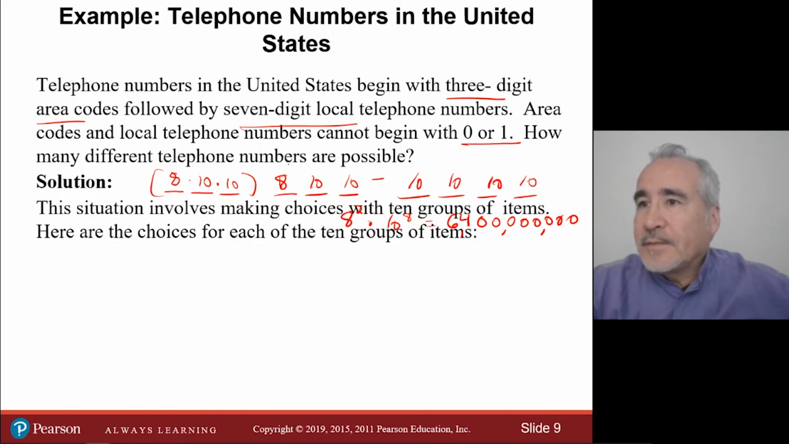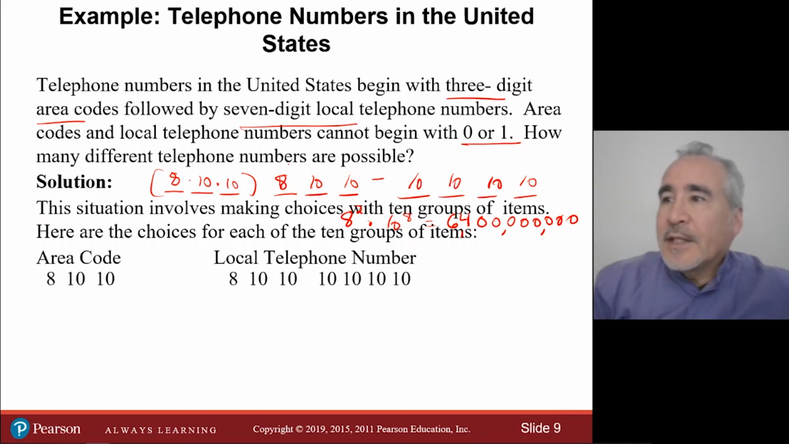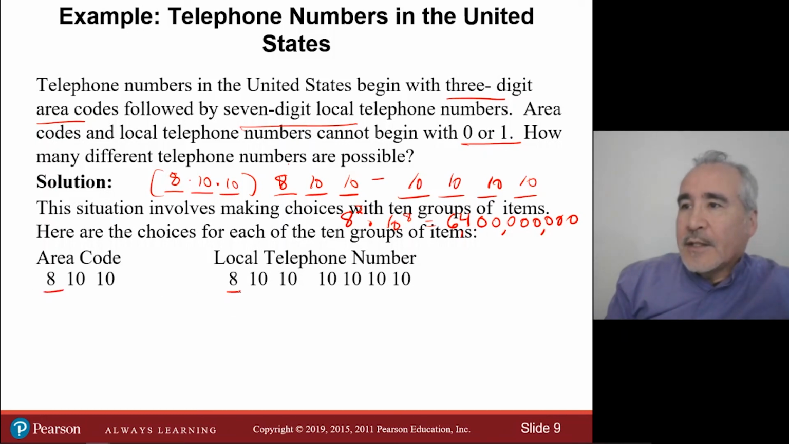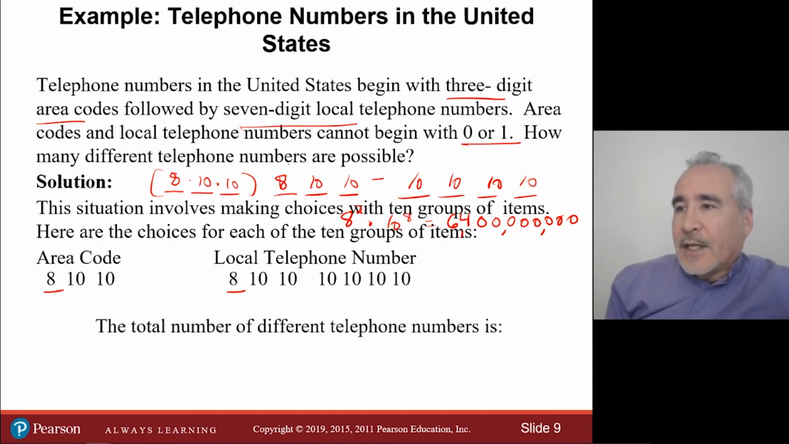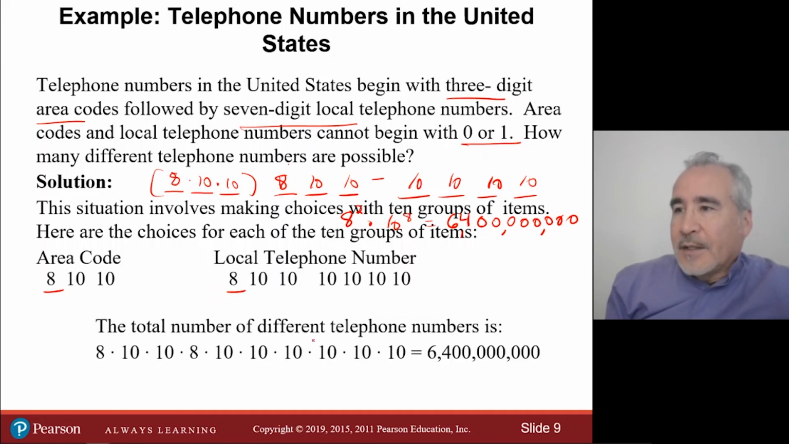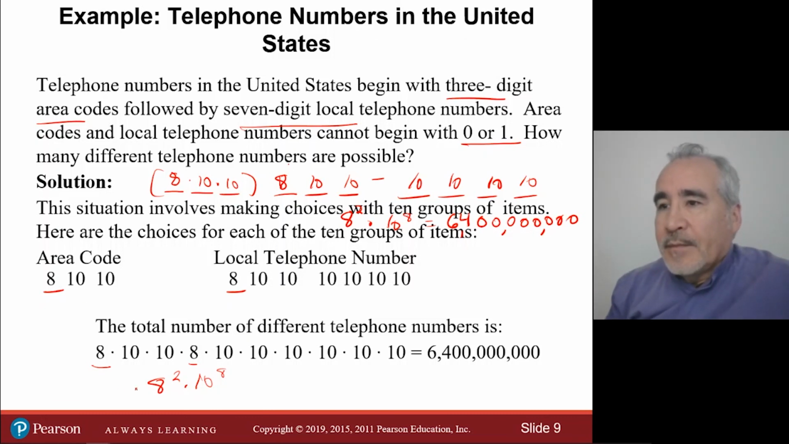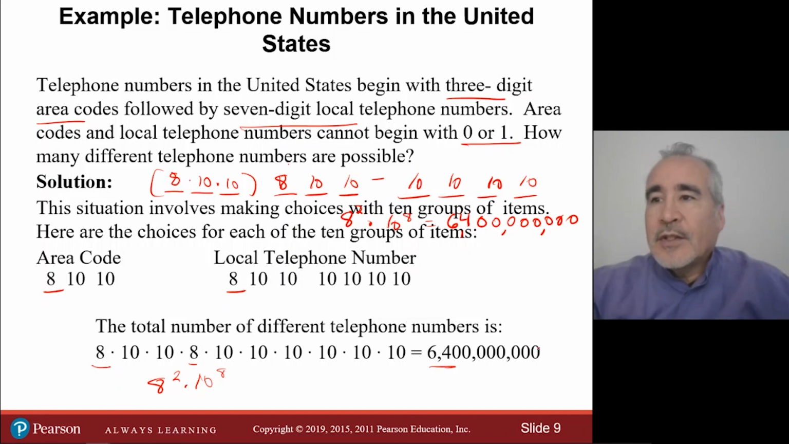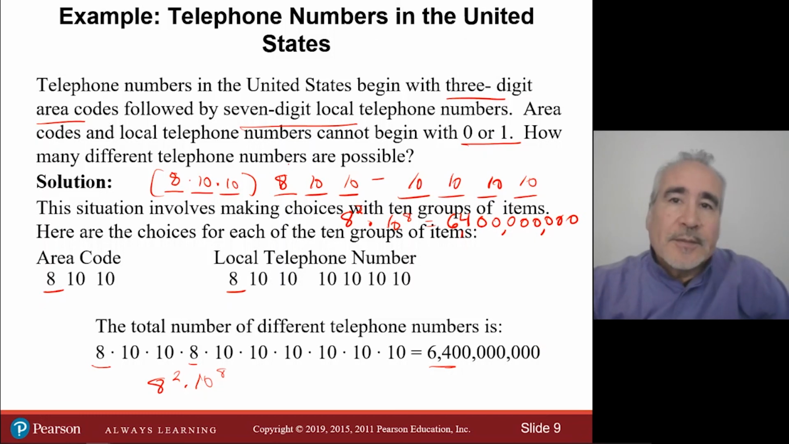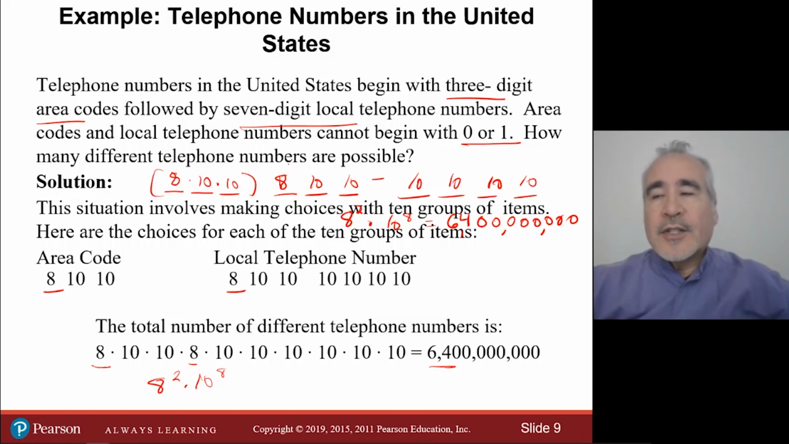Let's see if we agree with the PowerPoint people. So yeah, we did the same thing. They took the same approach. Here's the 8. There's the 10s. The total number of different telephone numbers. They just wrote it all out, but I can see there's 2 8s, our 8 squared, and then 10 to the 8th power. So 10 to the 8th, 8 zeros. 8 squared, 64. So there's our 64 with 8 zeros behind it. Okay, it all works. So we're just counting, but we're finding ways to count large numbers of things.